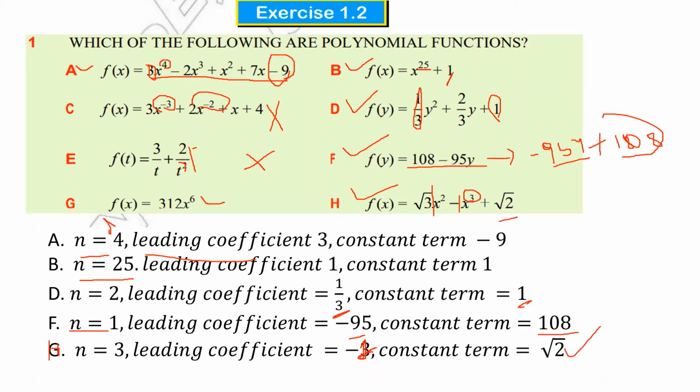And for G, we can say this one, 380, is the leading term. n is equal to 6, and the leading coefficient is equal to 312, and the constant term is 0. The constant term is 0 for G.